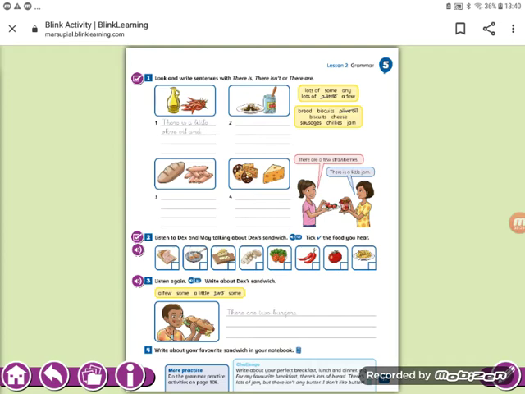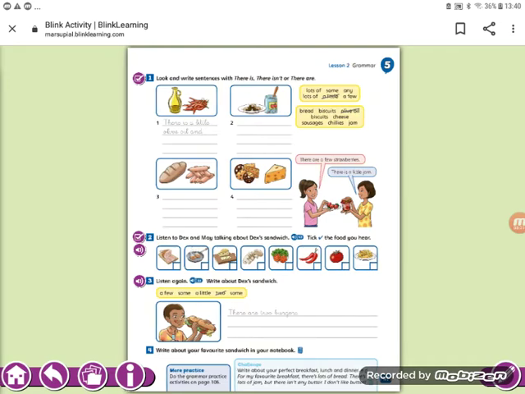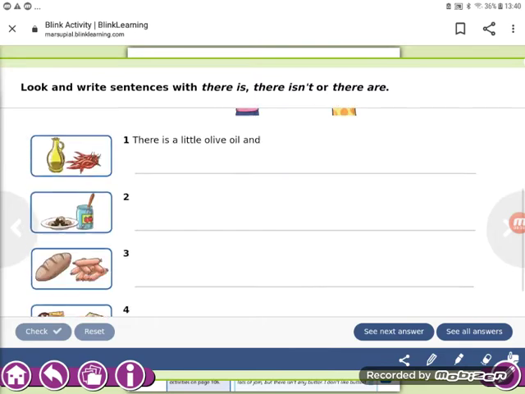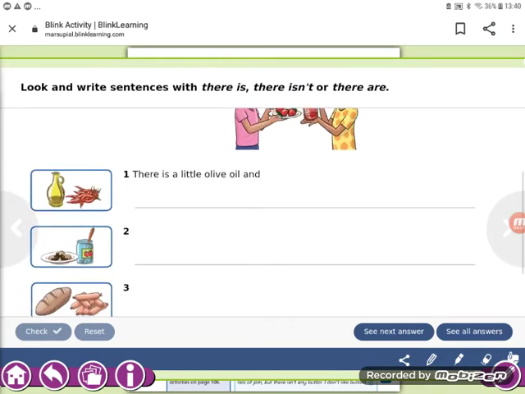Okay, so you finish your exercise. Let's go and try to correct it. Okay, let's go. In exercise number 1, there is a little olive oil and some chilies, or there are lots of chilies. Okay? Very good. In exercise number 2, what do you say?